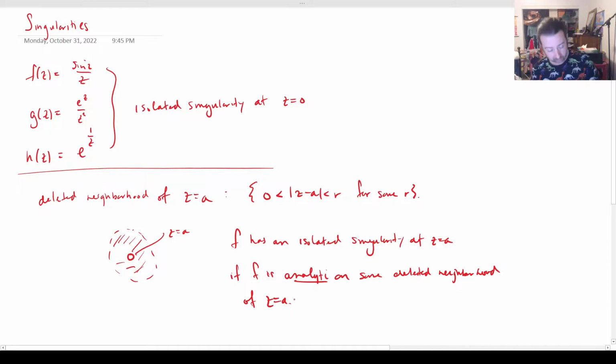So all of these functions that we've written out for our examples here, f, g, and h, all have an isolated singularity at z is equal to 0 because that's the only bad point in their domain. They have no other points where they're not defined.